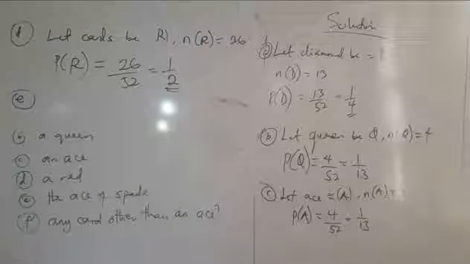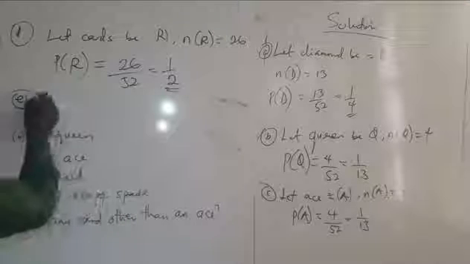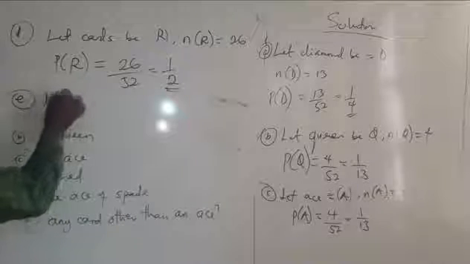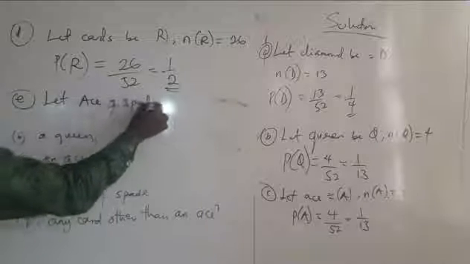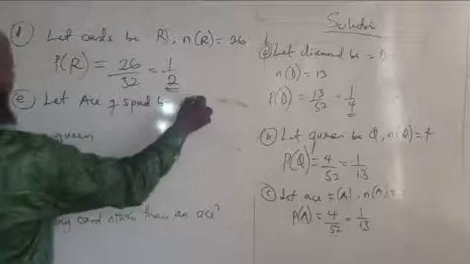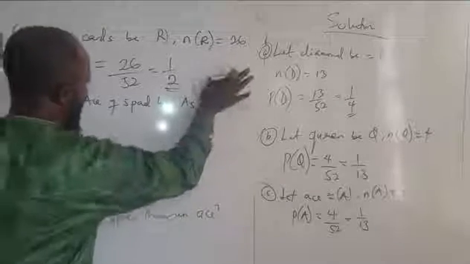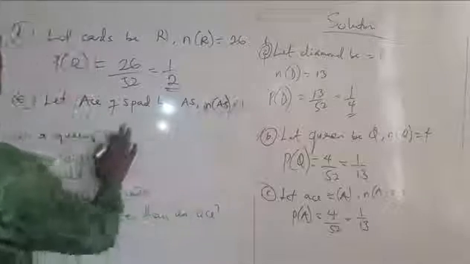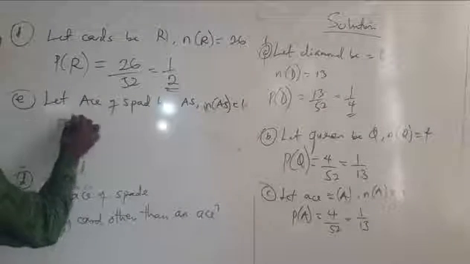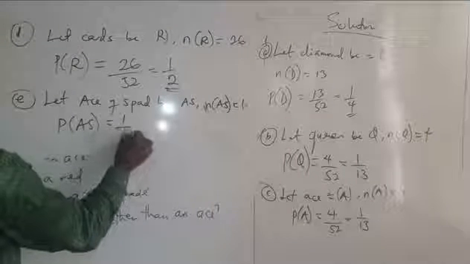So go back to the slide. Ace of spades is 1. So let ace of spades be AS. Therefore, number of AS is 1. So therefore, probability of AS, ace of spades, will be 1 out of 52.